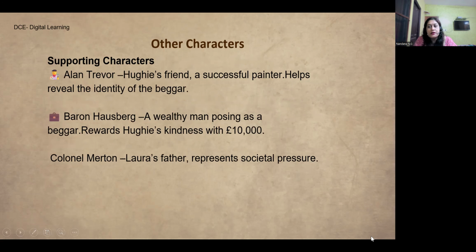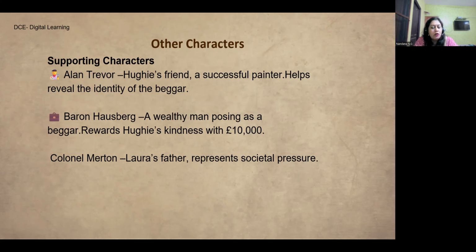The other characters in the story are the supporting characters. Alan Trevor, Huey's friend, a successful painter, helps reveal the identity of the beggar. In fact, we can say that if not for Alan Trevor, the entire thing would not have ended on a positive note. And then Baron Hausberg, a wealthy man posing as a beggar, rewards Huey's kindness with 10,000 pounds.